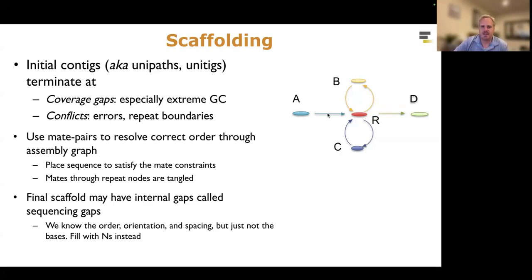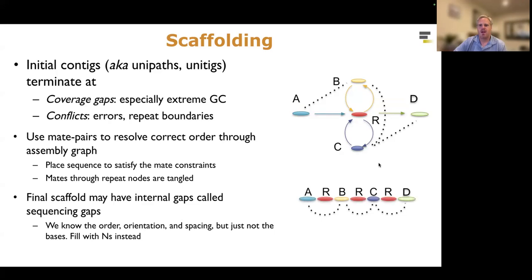The idea is that if you bring in these other types of information, you can also bring in optical mapping data, you can bring in genetic mapping data, some other type of information that says A should be followed by B, B should be followed by C, and then C should be followed by D, some sort of other long-range information about the chromosome structure. We can then go back and place them into a linear sequence, and then build out a linear molecule.